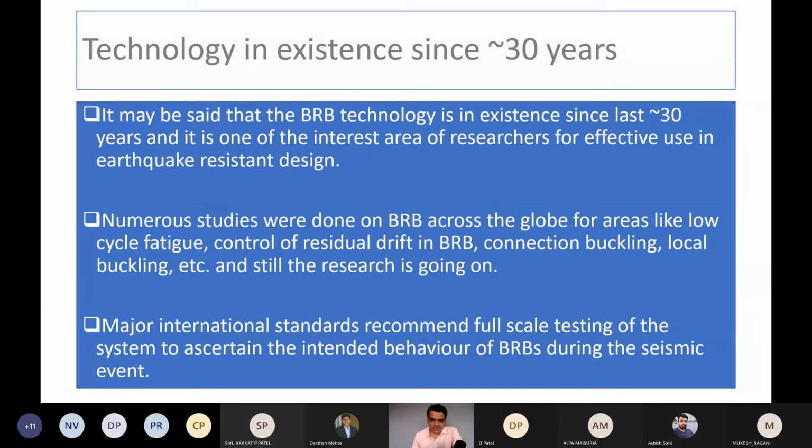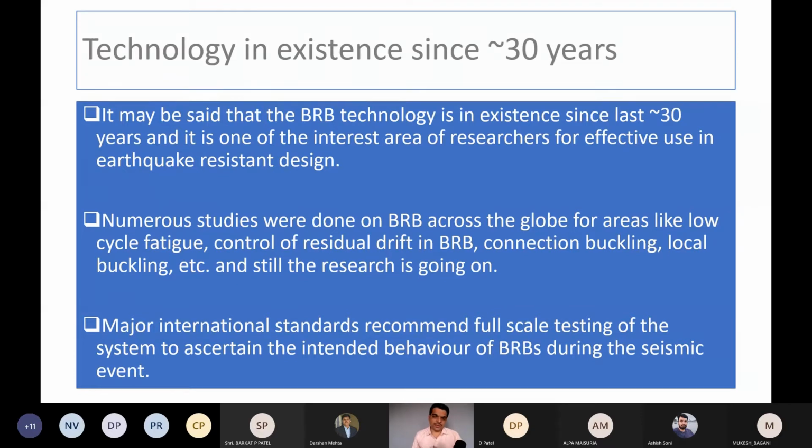And major international standards recommended full-scale testing of the system to ascertain the intended behavior of the BRBs during a seismic event. Meaning all major international standards as of today recommend that BRB has to be tested full scale, because BRB is a manufactured item. So it will be developed by the particular manufacturer, and then at the premises of the manufacturer, the full-scale testing of this brace has to be done before it is implemented at a project level.